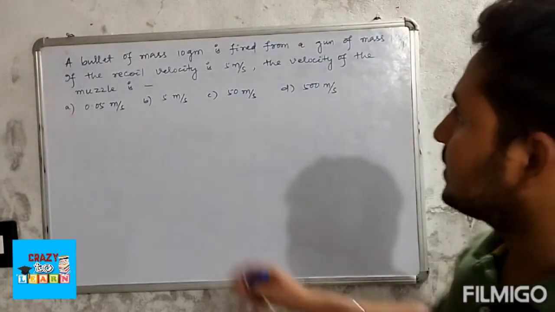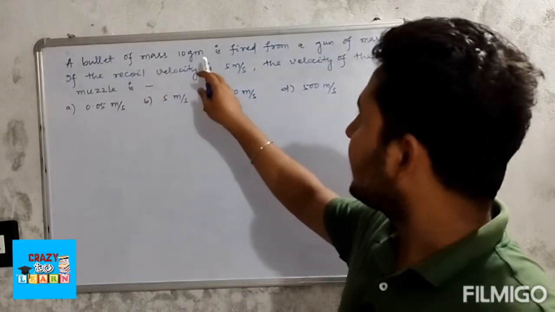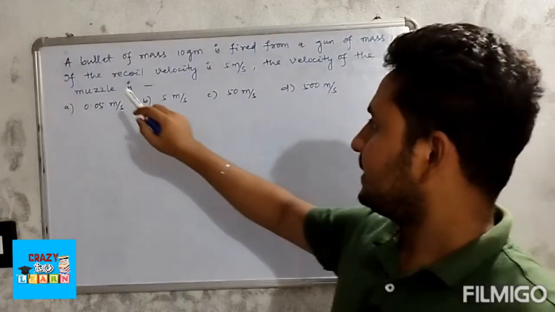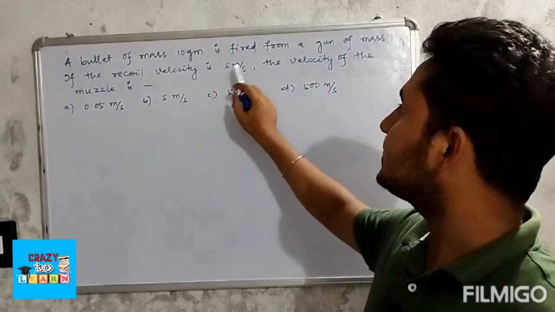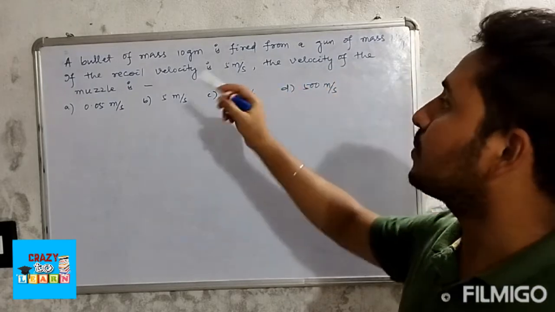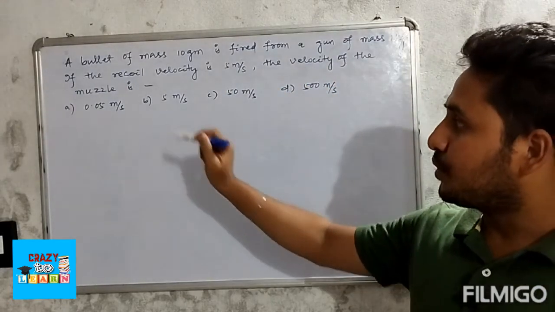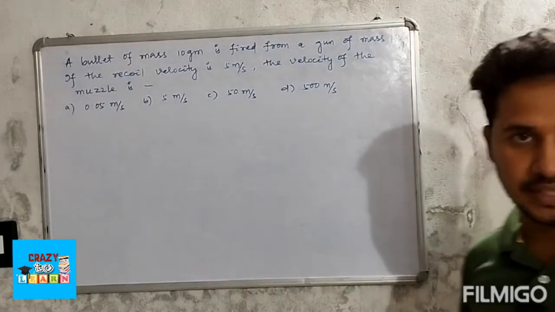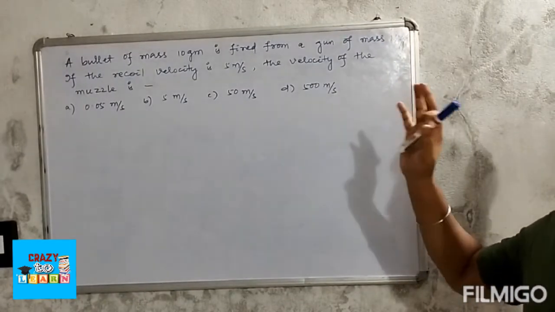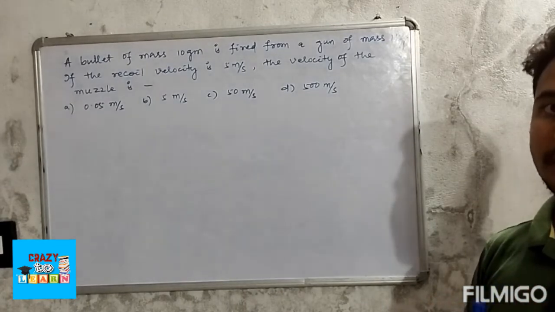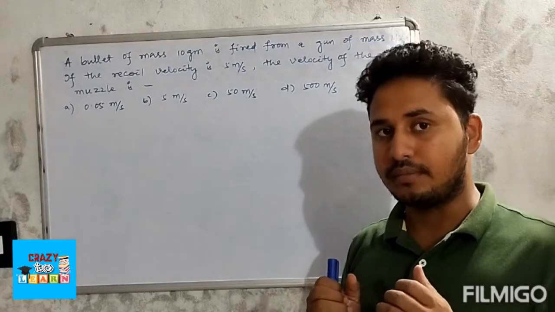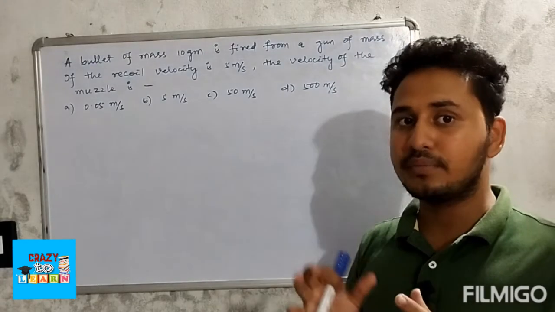The next question is, a bullet of mass 10 gram is fired from a gun of mass 1 kg. If the recoil velocity is 5 meter per second, the velocity of the muzzle is 0.05 meter per second, 5 meter per second, 50 meter per second, or 500 meter per second. To solve this problem, you have to know about the law of conservation of momentum. According to the law of conservation of momentum, the momentum before and after is the same.